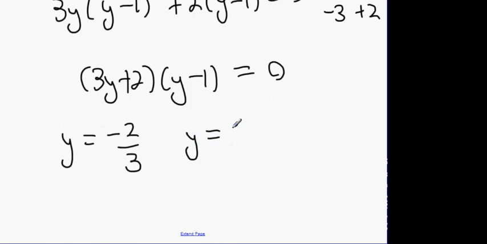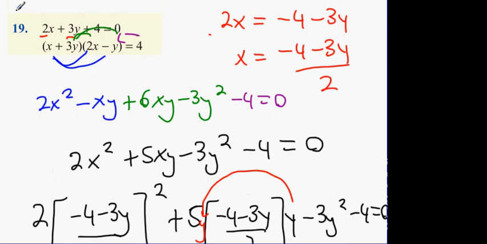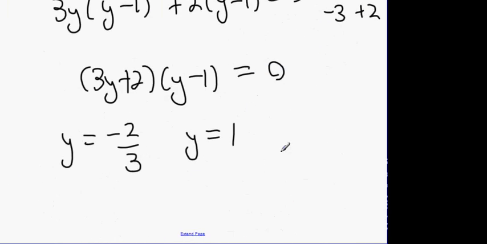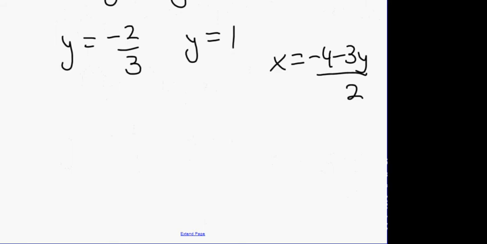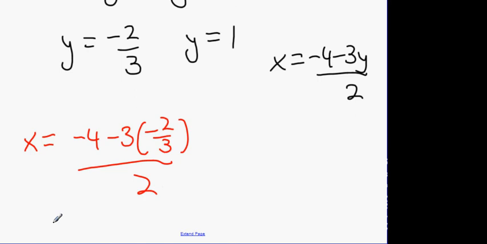And then what we're going to get is y equals minus 2 over 3 and y equals 1. At this point I have to remember what x is. X is minus 4 minus 3y over 2. And now, and only now, I have to sub it in. What we're going to get is x equals minus 4 minus 3 times minus 2 over 3, divided by 2. I could put all that into the calculator. What would I get? I'm going to get minus 4 plus 2, which is minus 2. Minus 2 over 2 is minus 1.